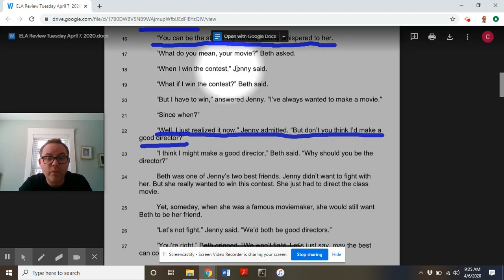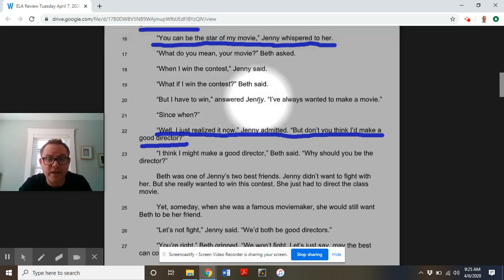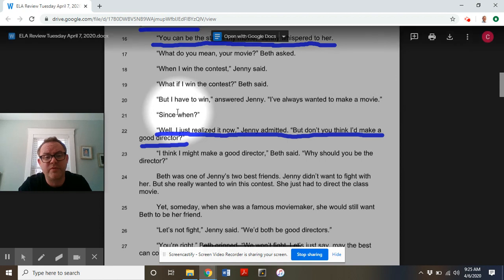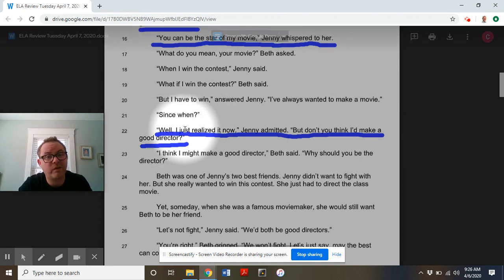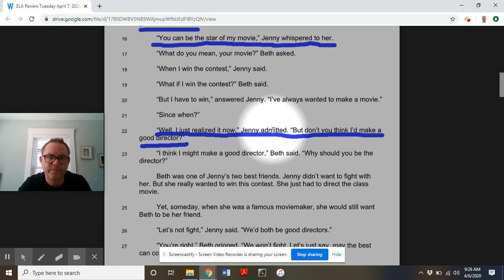"What if I win the contest?" Jenny said. "What if I win the contest?" Beth said. "But I have to win," answered Jenny. "I've always wanted to make a movie." "Since when?" "Well, I just realized it now," Jenny admitted.